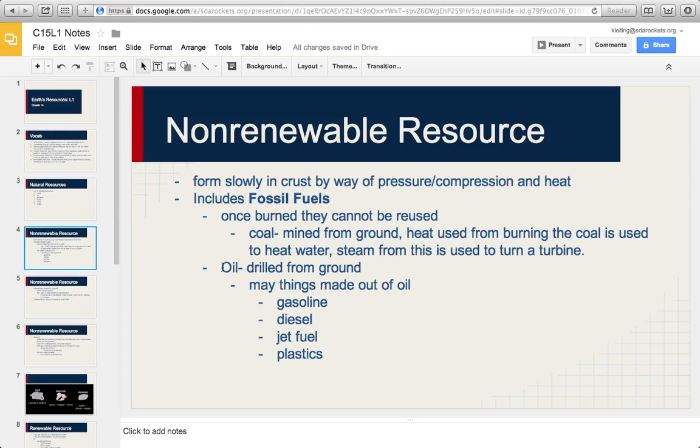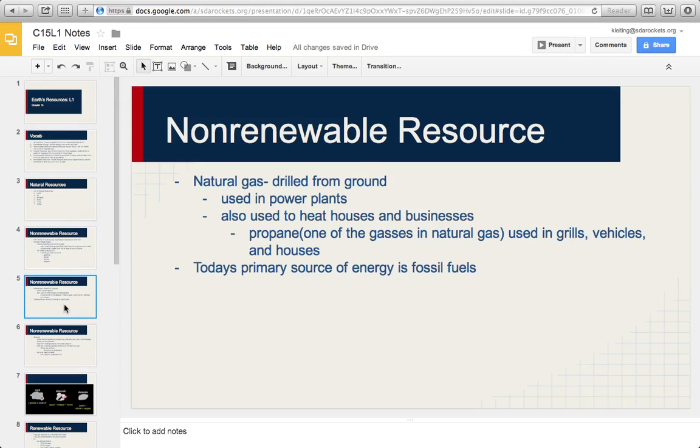Another fossil fuel would be oil, and that's drilled from the ground, just like coal is mined from the ground. There's a lot of different things that are made out of oil. Obviously, we think of gasoline, diesel, jet fuel, right? Those are just fuels. Big one is plastics are made out of oil as well. That's something to keep in mind. So when we're talking about recycling later on, you can think how if we recycle our plastics, we're going to be able to save a little bit on having to drill out more oil and more fossil fuels.